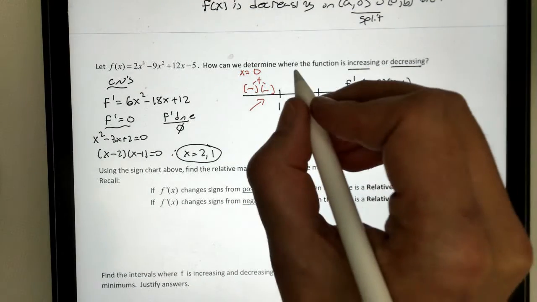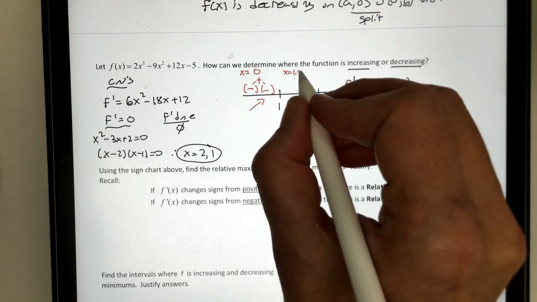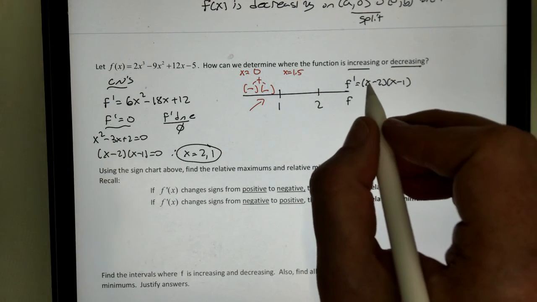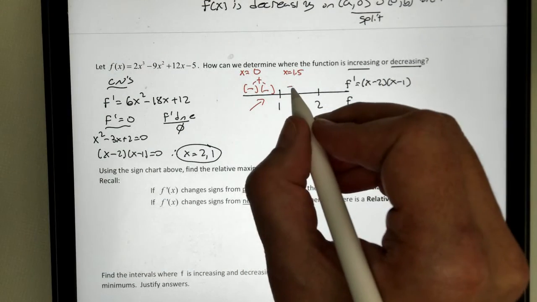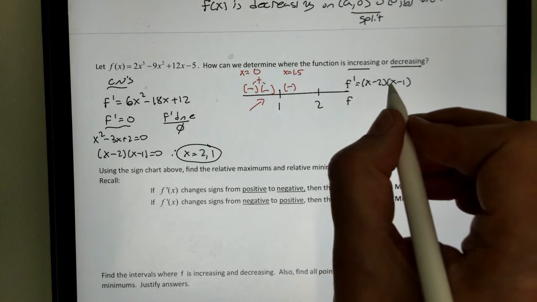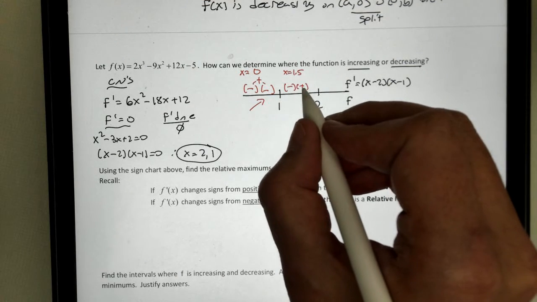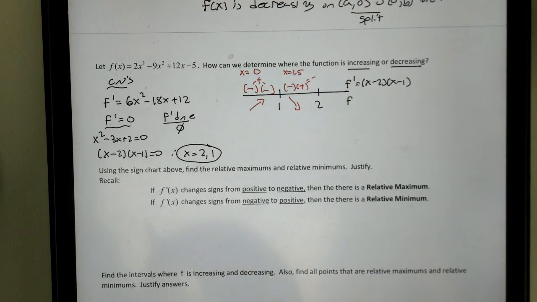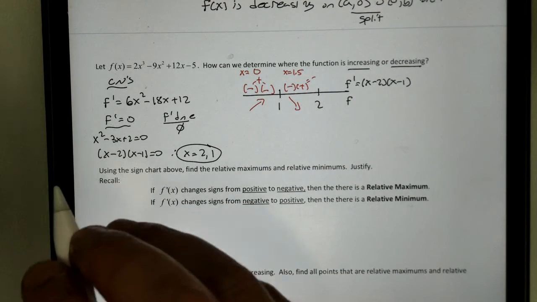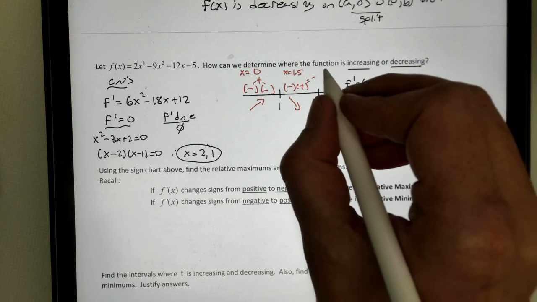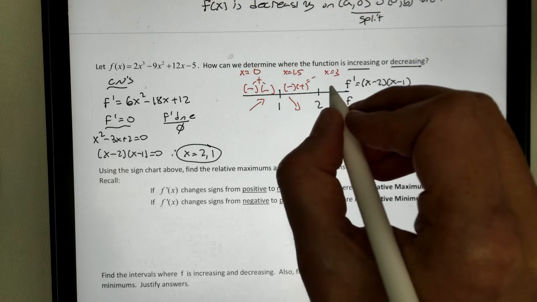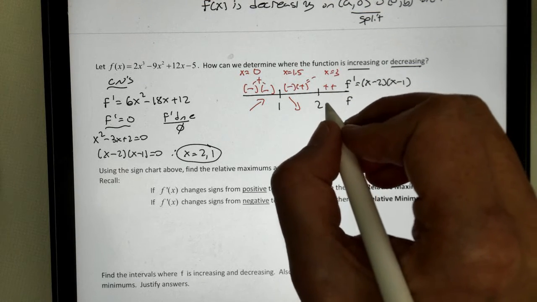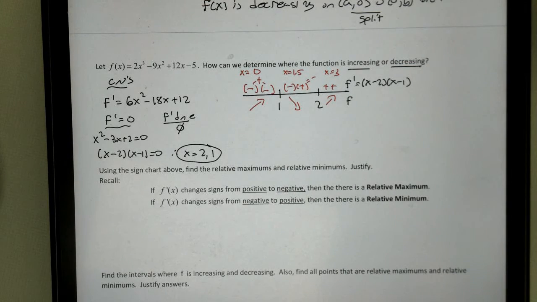Between 1 and 2, I might pick 1.5. We're not looking for the exact value. If I pick 1.5 minus 2, I know that's going to be negative. 1.5 minus 1, I know that's going to be positive. So that's going to be negative. That's going to give me a negative value right there. So it's going down, like a disco clown. Pick a value greater than 2, like 3. And in this case, they're both going to be positive. So it's going to be going up, like a disco duck.